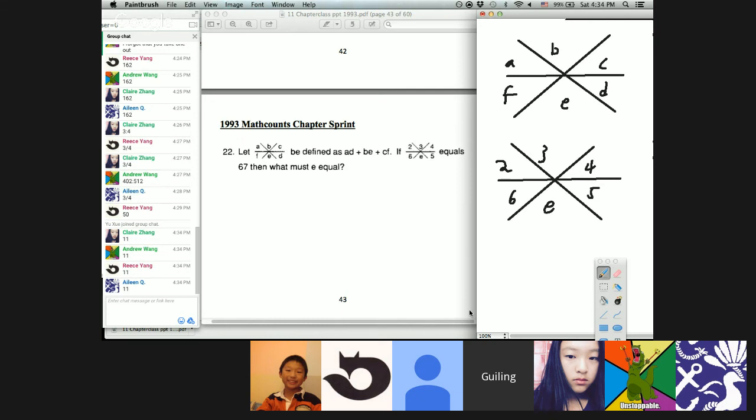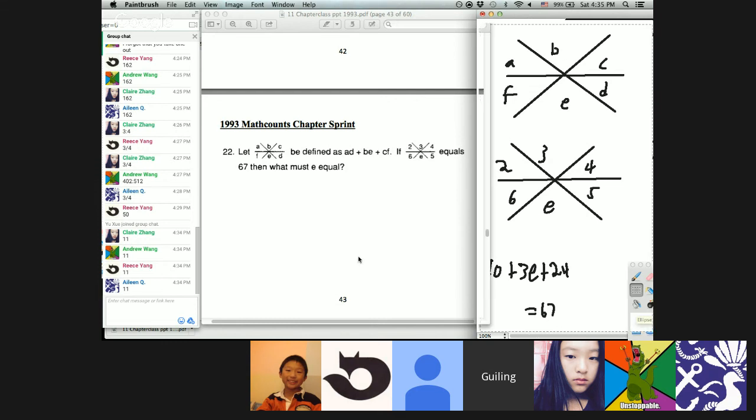Right, this one's not too bad at all. So we just write it out. It's 2 times 5, which is 10, plus 3 times E, which is 3E, plus 6 times 4, which is 24. And that equals 67. We solve out E equals 11, and we're done. Not too bad.